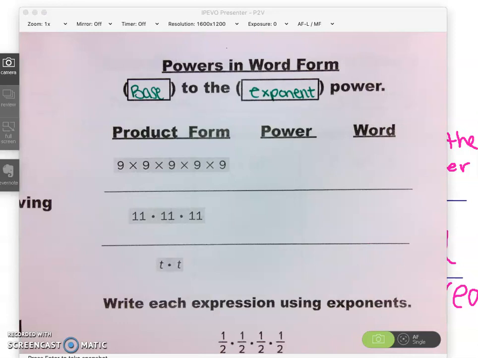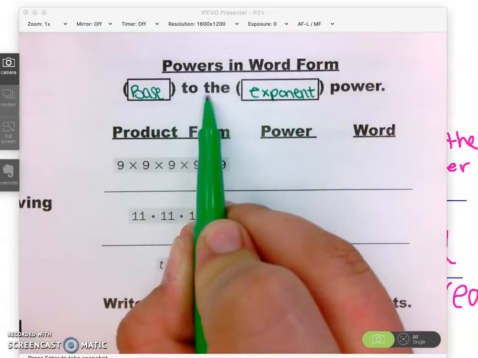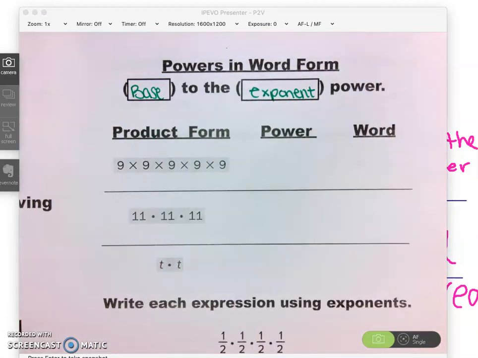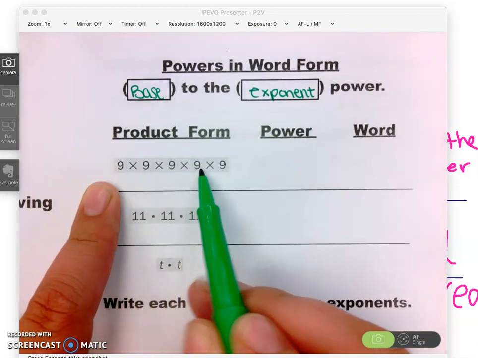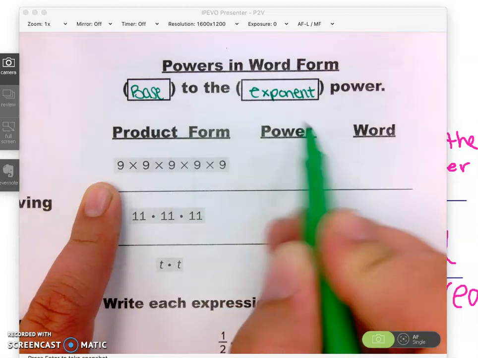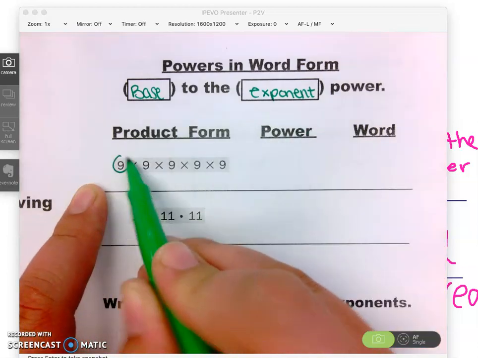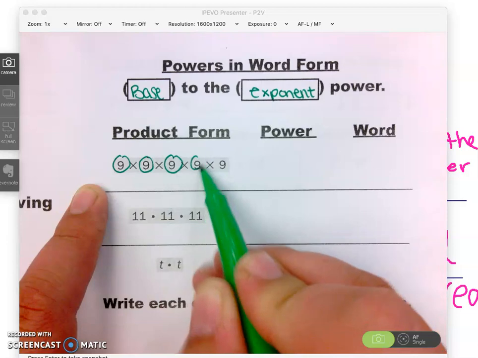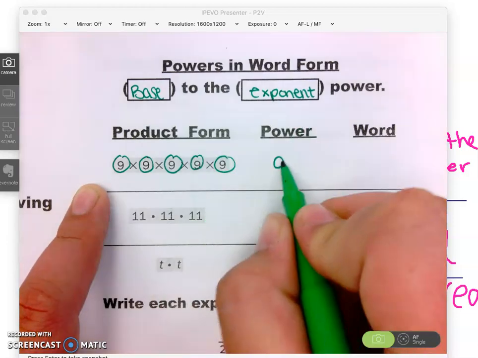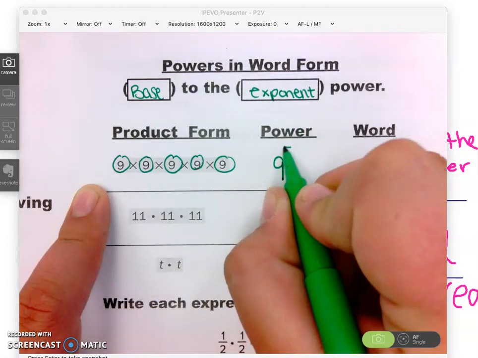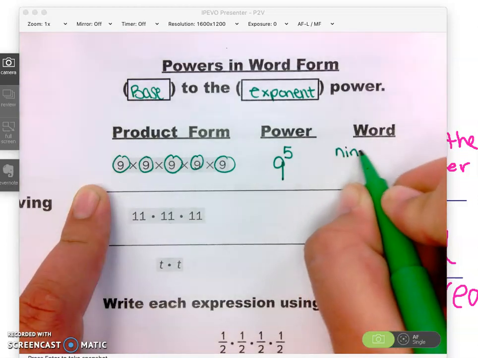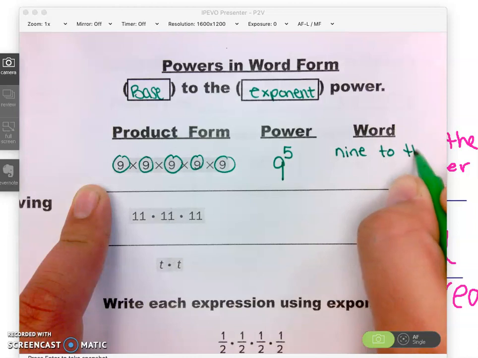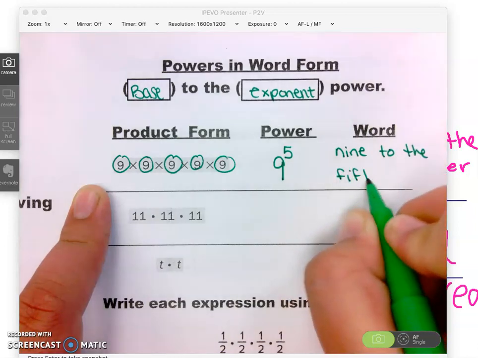So let me get my powers in word form. Our base is to the exponent power. So our product form, meaning it's written out 9 times 9 times 9 times 9 times 9, I want to write that as a power. So I have to count how many 9s I have. 4, 5, so it's going to be 9 raised to the 5th power. And in words, I'm going to write that 9 to the 5th power.